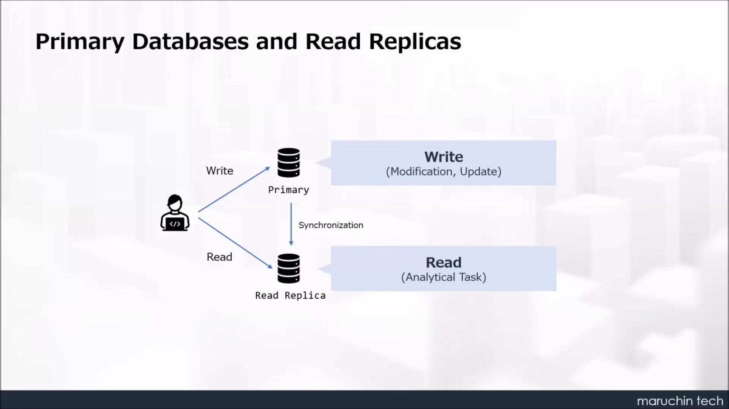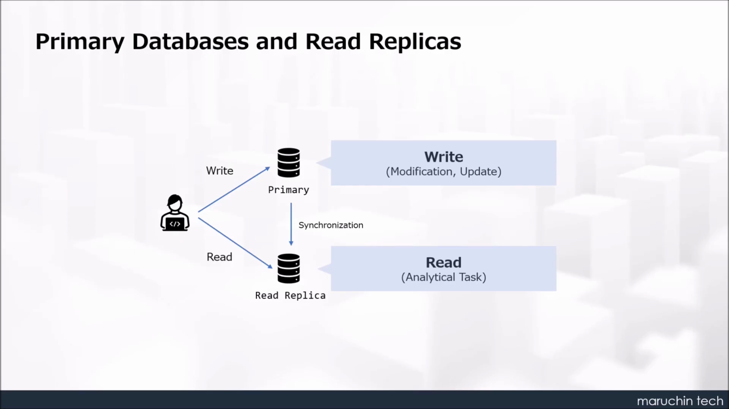Finally, let's cover primary databases and read replicas. As we have seen, databases have different roles. The primary database is the main database for write operations. Since it handles daily data entry, it cannot be allowed to stop. If you run heavy analytical queries on this primary database, the load increases, which can negatively impact daily operations.